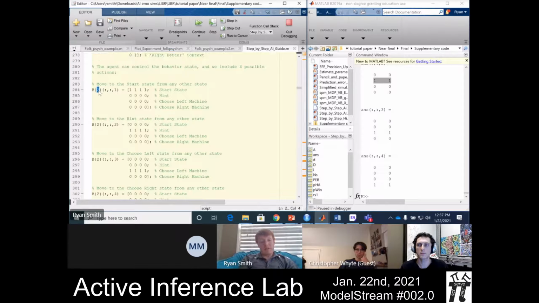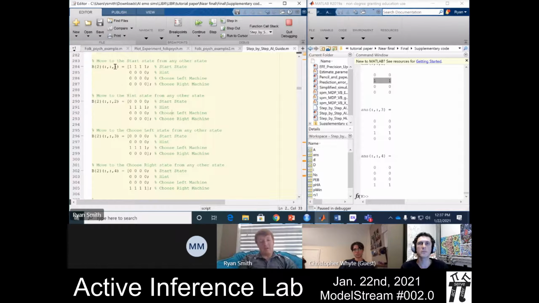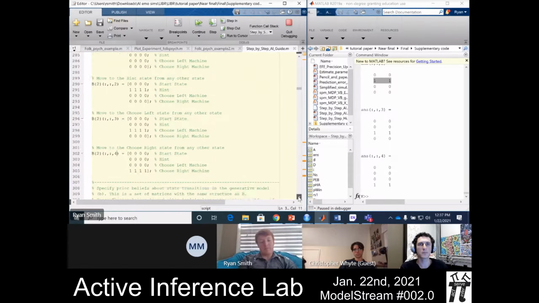For the second state factor, the transitions, there's 4 different possible transitions, transitioning from state 1 to any of the other states. So just to be clear here, these transition matrices, the columns are the states you're in now, and the rows are the states that you would move to. So this is saying from any state, you could move to state 1. From any state, you could move to state 2, etc. So you end up having 1, 2, 3, 4 different actions for that state factor, 4 different possible transitions.